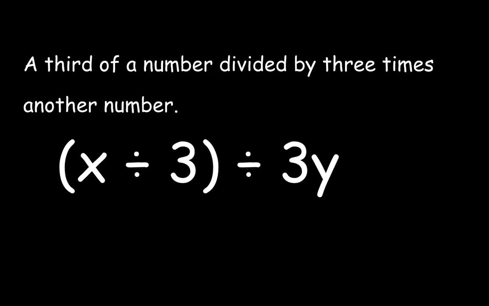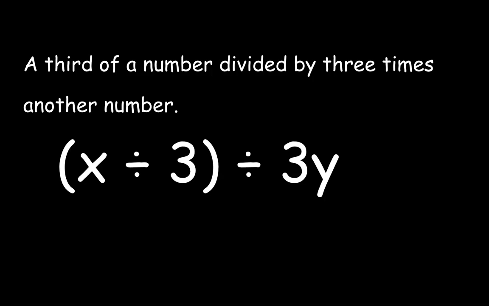A third of a number divided by 3 times another number. Well, think about that. We will have some examples to do at the end. How would you write a third of a number, and how would you write 3 times another number? Well, a third of a number, I take that number and divide it by 3. That's a third of a number. Divided by 3 times another number.